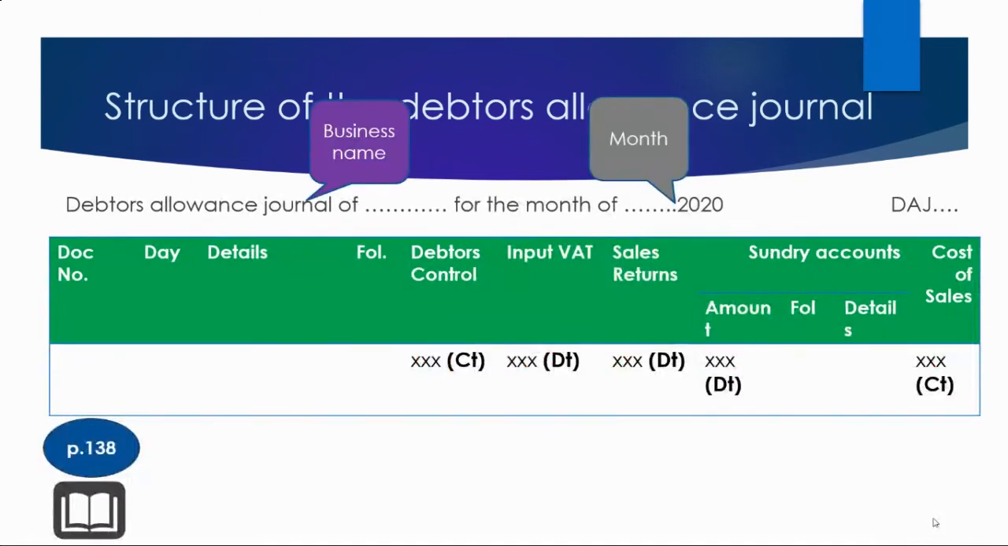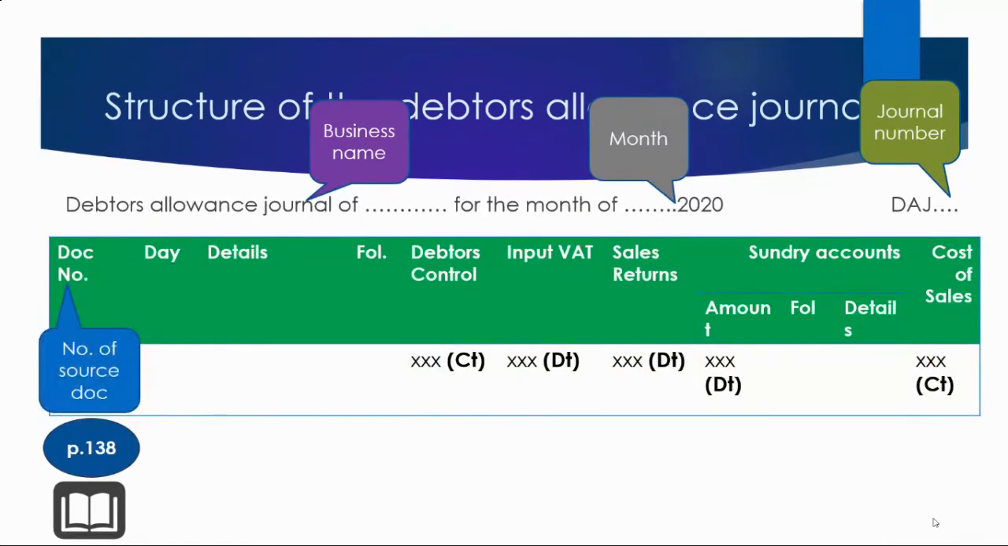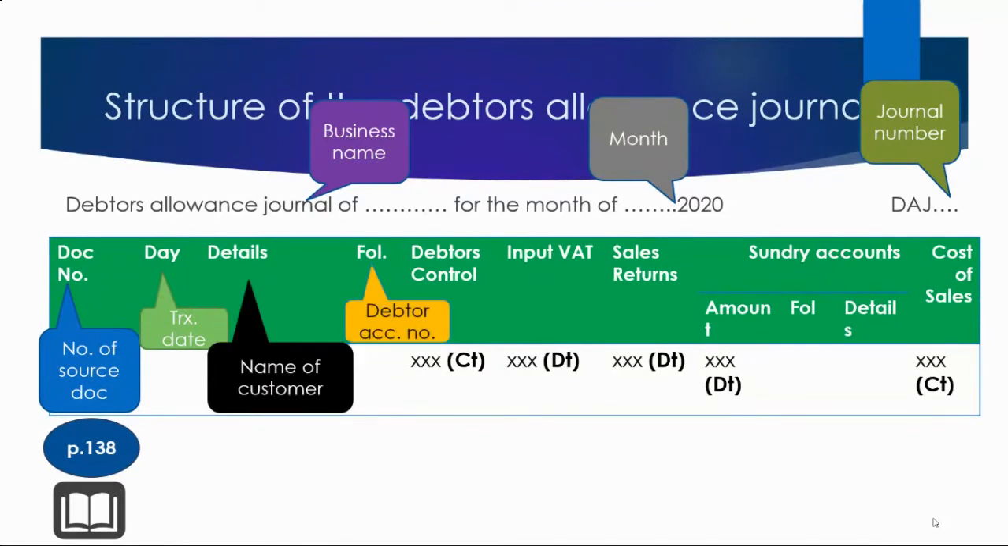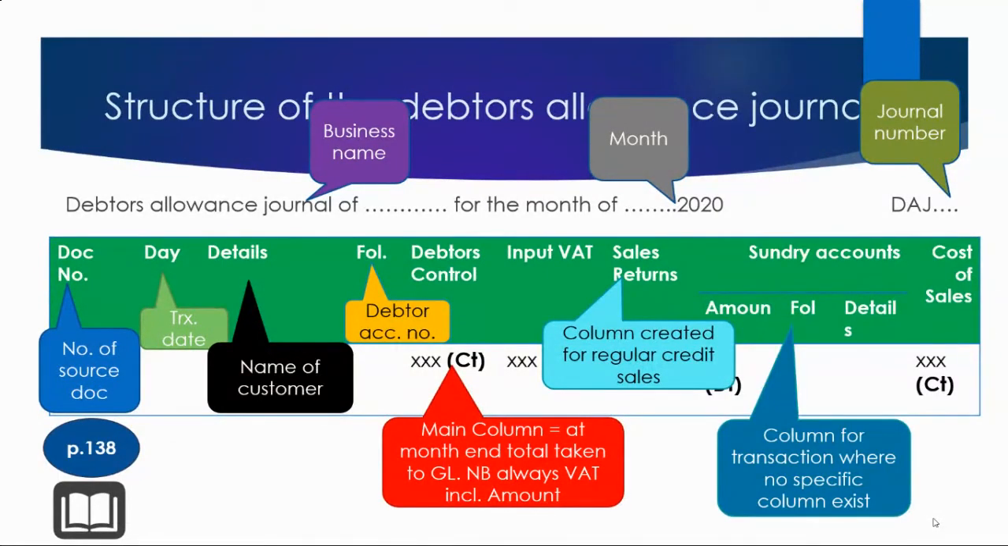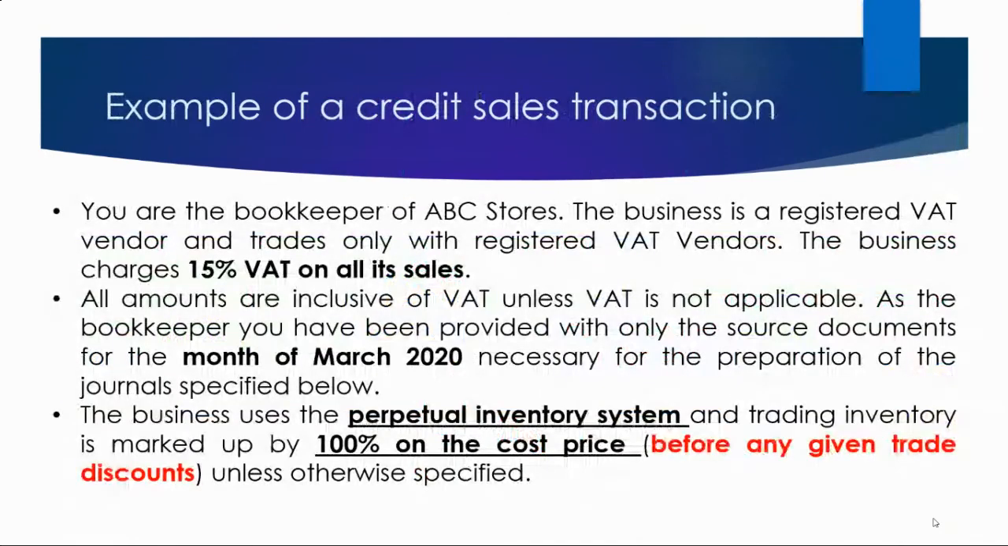Now let's look at what's different here. So it's all exactly the same. You do the business name, the month, the journal number, the source document, your transaction date, the customer name, debtors account. So you see all the information is exactly the same as with the other debtors journal. So it's exactly the same. It's just the names that differed and the direction of your accounting.